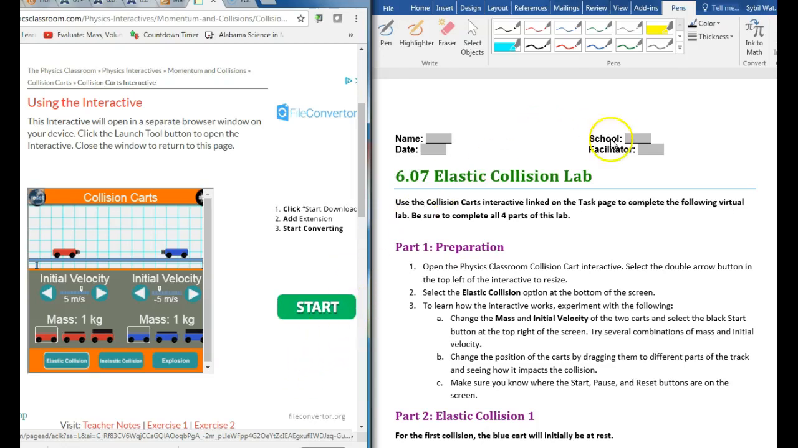I wanted to walk through 6.07. Some people had some questions. So I have the document that you're supposed to be filling in over on the right, and then you have your collision cart simulation over on the left.